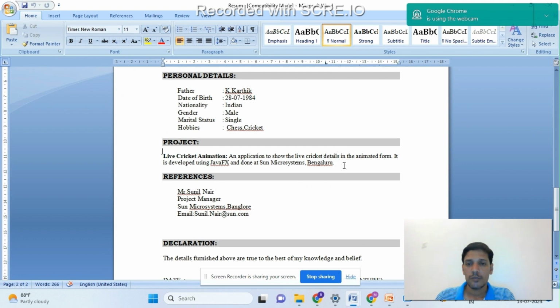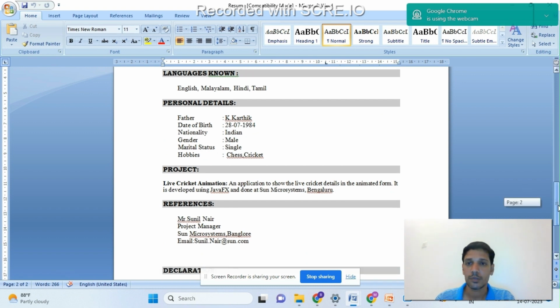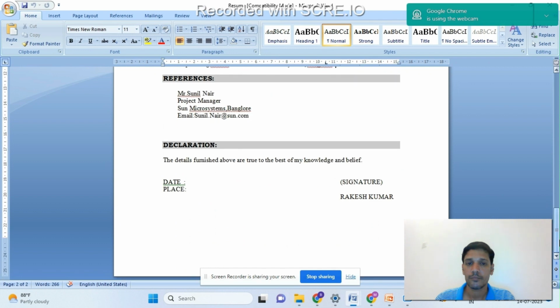Okay, so if you do these three or four points, then your chances of getting rejected will be less. Your chances of getting hired will be more than any other persons who have applied for the job. Okay, so this is about freshers roles.